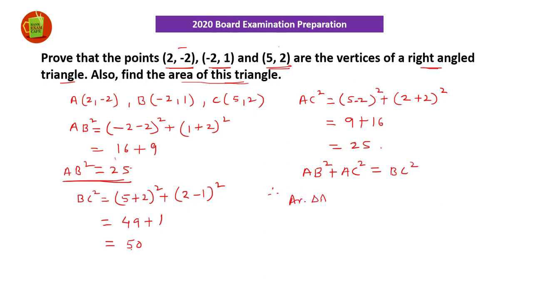Therefore area of triangle ABC is equal to 1/2 base into height. So it is 1/2 into 5 into 5, which is equal to 25 by 2 square units. So friends, here the area of triangle ABC is 25 by 2, and it is a right angle triangle.